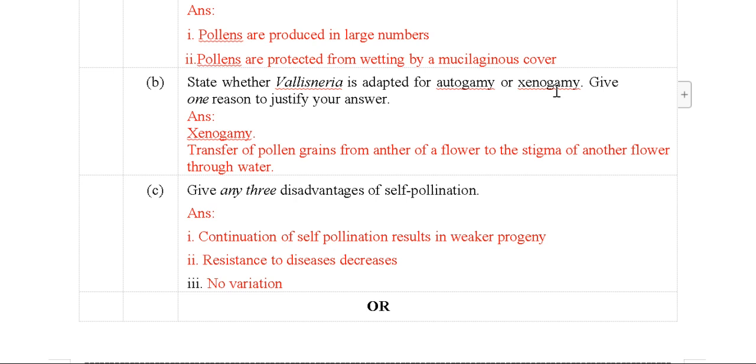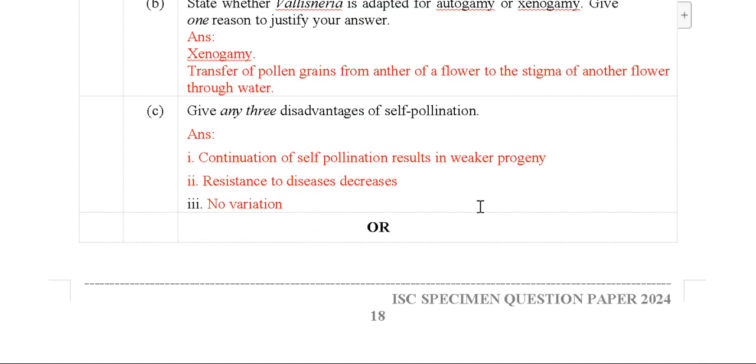Give any three disadvantages of self-pollination. Okay, three disadvantages.